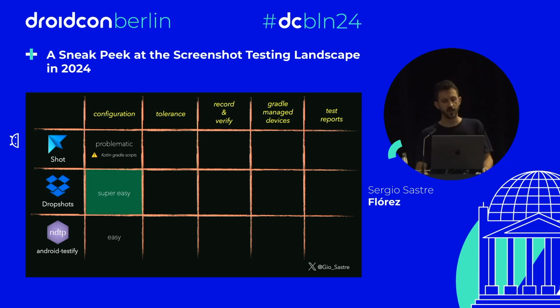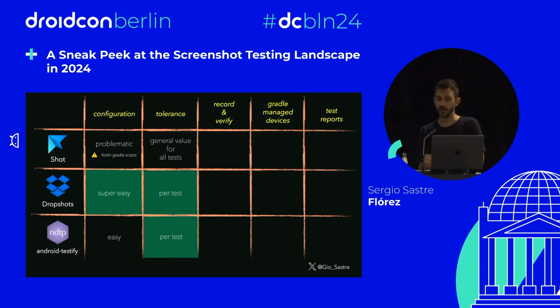Then tolerance. Tolerance is the percentage of pixels that need to match for two screenshots to be considered the same. This is necessary because in screenshot testing there is also flakiness, as we will see later. With Shot, you can only set a general tolerance for all the tests. So if one test requires low tolerance, it could happen that other tests will pass although the UI is broken, which is bad. For Dropshots and Android Testify, you can configure it for every single test, which gives you a lot of flexibility.